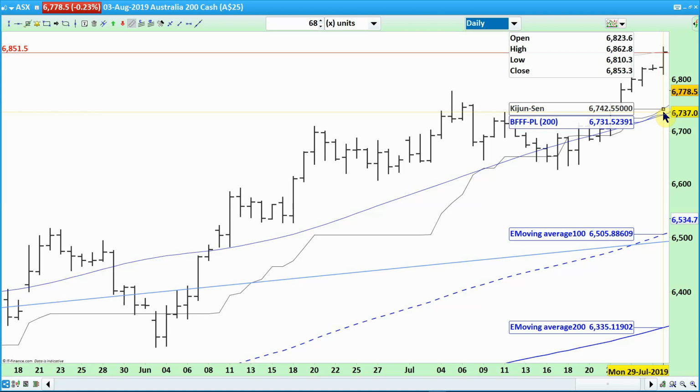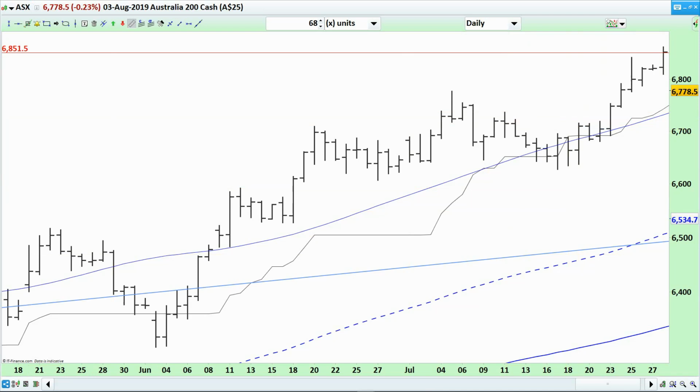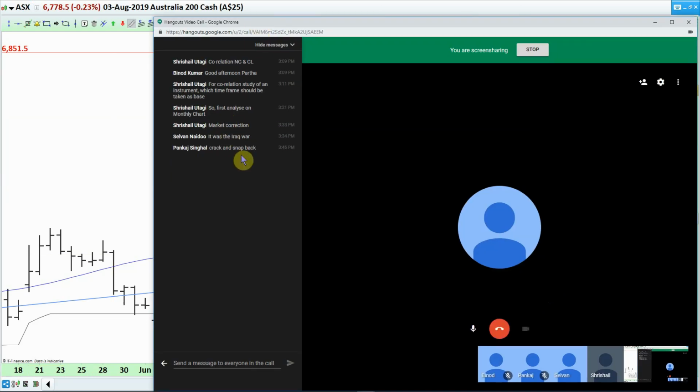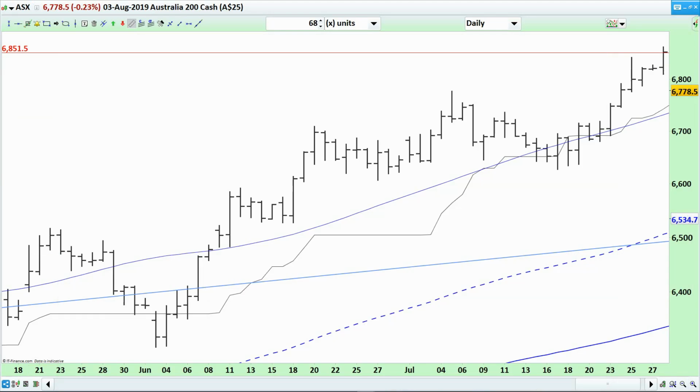Next bar. Yes, Pankaj is saying crack and snap back. That's correct. Okay, crack and snap back. I was waiting for this answer. The answer is crack and snap back.